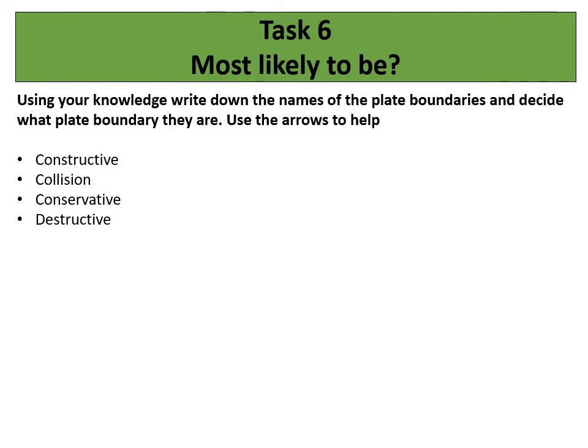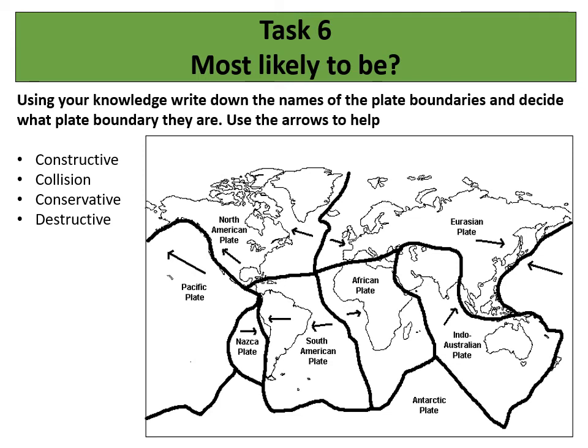Okay, so task 6 then. Most likely to be what? So you need to use this image here to decide which plate boundary you think occurs at which of these different parts of the crust. So, for example, the North American plate, which is here, and the Pacific plate are moving in the same direction. So if they're moving in the same direction, it means that one of them is moving faster than the other. So this would be an example of a collision plate boundary. Oh, sorry, that's wrong. I meant to say conservative.